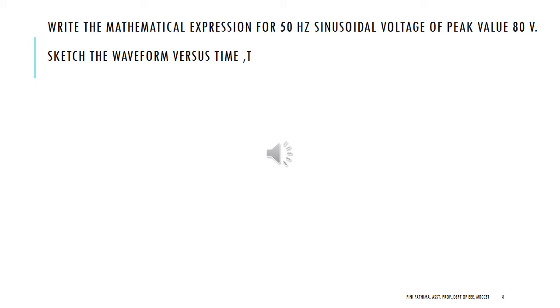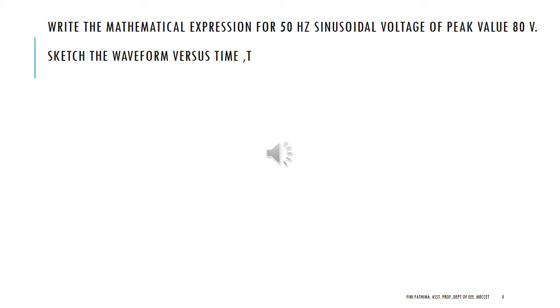So we can write from the general equation v is equal to Vm sin omega t, and omega is equal to 2 into pi into f. So that is 100 pi for 50 Hz, and pi is 3.14. So 100 pi is 314. So omega t is 314t, and v is equal to Vm sin omega t. So v is equal to 80 sin 314t. That is the equation. Next, they are asked to sketch the waveform.